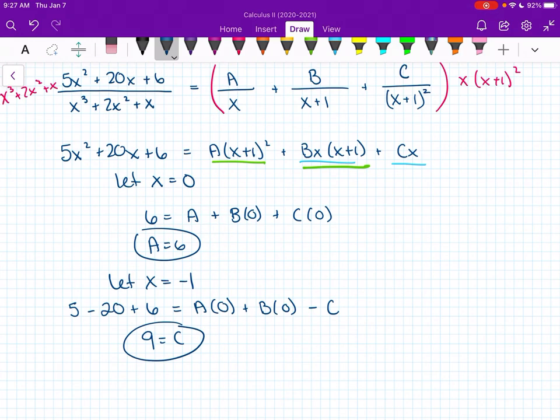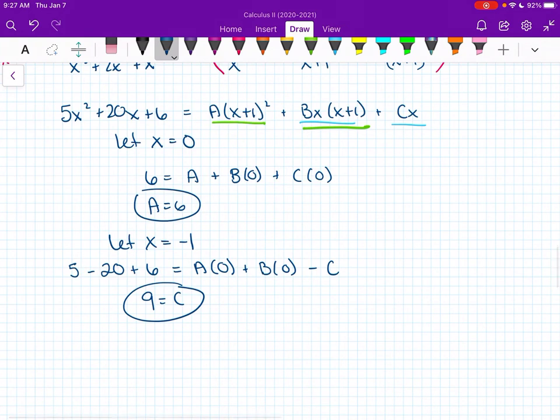And then when I plug those in, let's pick a simple value for x to find b. I'm going to pick 1. We haven't picked 1 yet, and it doesn't make anything 0. So let x equal 1.